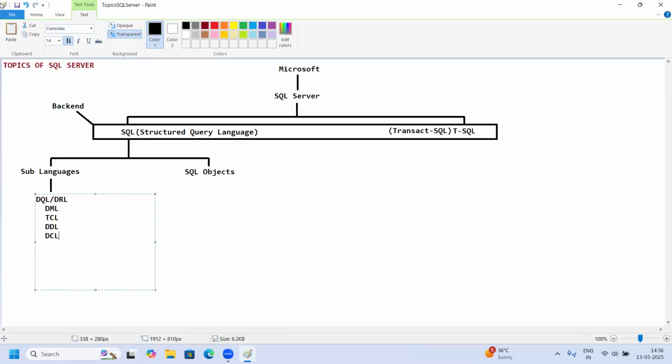And once you understand DQL thoroughly, the remaining languages are there, na? DML, TCL, DDL, DCL. Hardly 10 days is enough to learn them. Remaining all, we can wind up in 10 days.